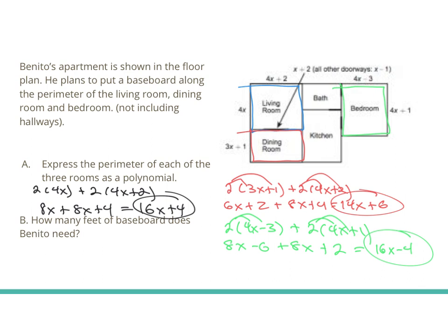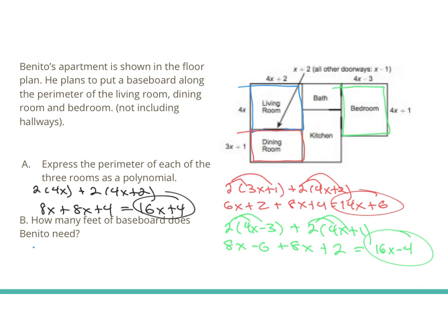So for our living room and our dining room, we have a door in the very middle, and that is going to be a length of x plus 2. And the other two doors that we see in the bedroom are going to have a length of x minus 1. So we're going to take all of our sums for the perimeter of each room, and then we're going to subtract the length of the doors. Let's find the perimeter of our rooms added together first.